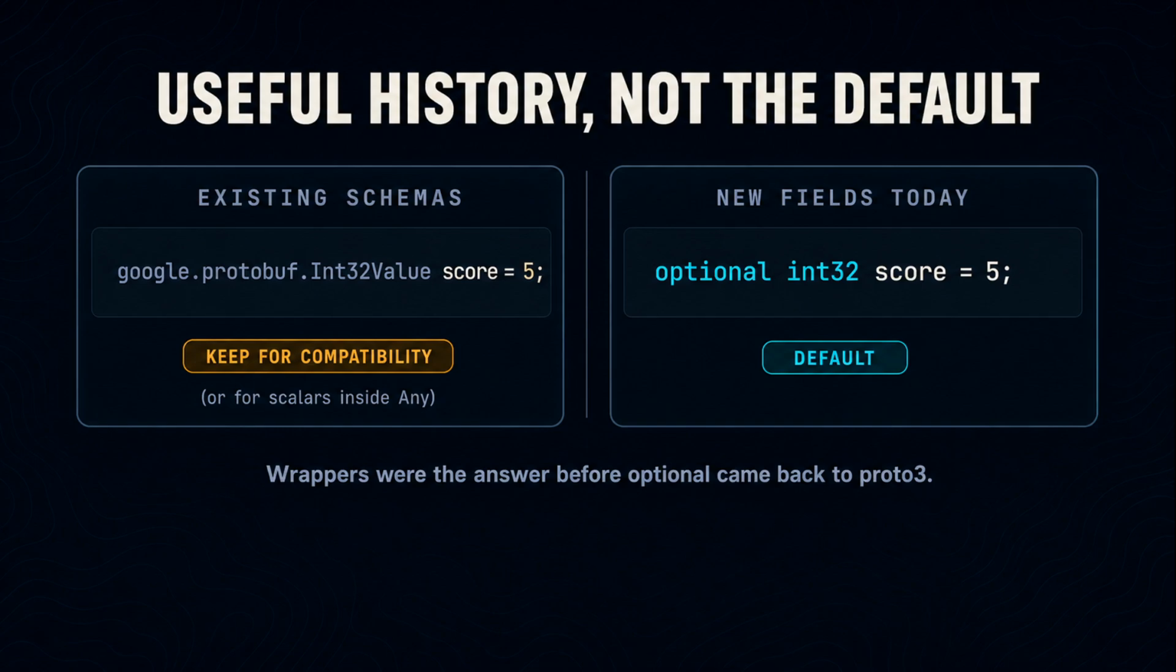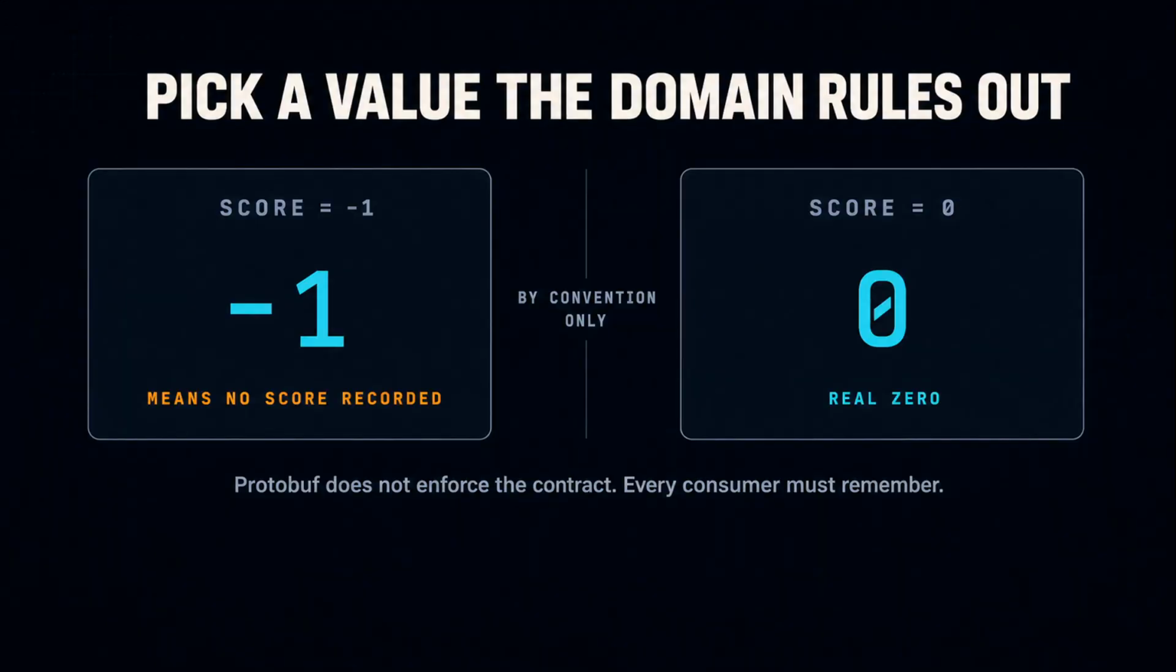Wrappers are useful history, not the shape you reach for first today. I will admit I reached for them pretty often before optional came back to Proto 3. At the time, it felt like the clean path. The third escape hatch is a sentinel value. You decide that -1 means no score recorded, and 0 means a real 0. That can work when the domain rules out the sentinel.